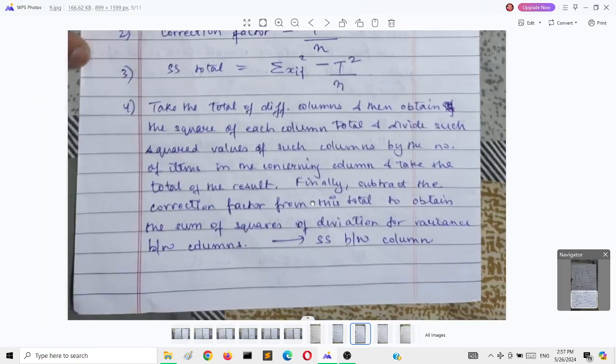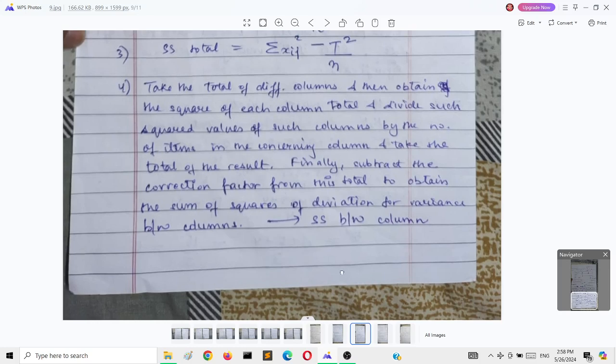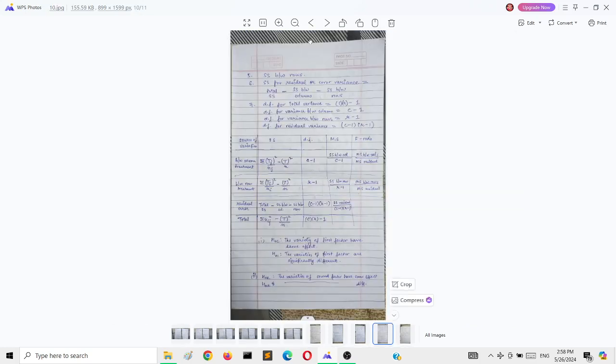Now take the total of the different columns and then obtain the square of each column. Total such square values, divide them by the number of items in the concerning column, and take the total of the result. Finally, subtract the correction factor from the total to obtain the sum of squares of deviation for the variance between the columns, and that's actually SS between columns. So there is SS total and SS between columns. We will understand more with the example.